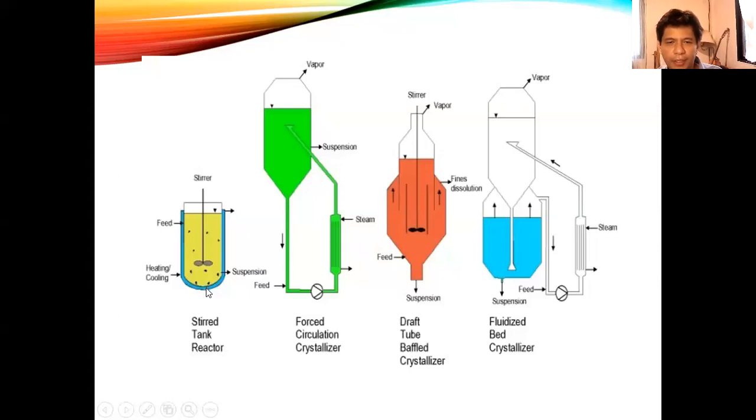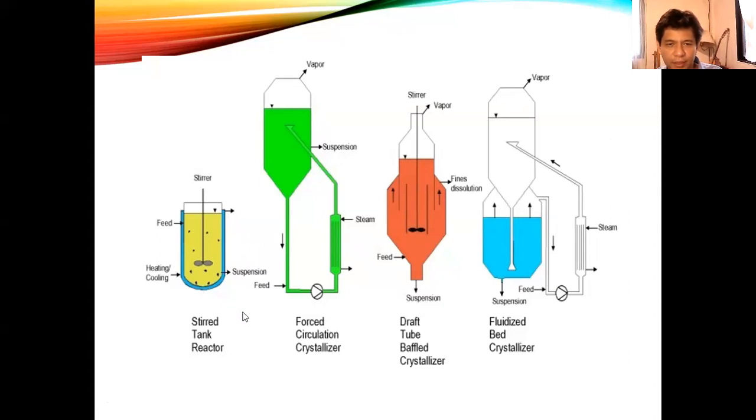Okay, so I have here a quite interesting feature about the crystallizer equipment. So sana you can identify this. So the first one is the batch crystallizer. So this is the agitated batch crystallizer.